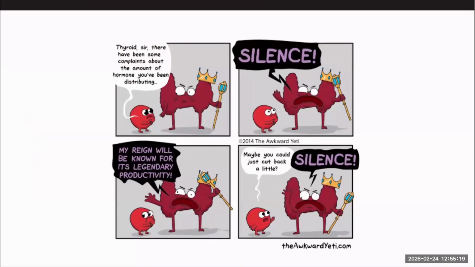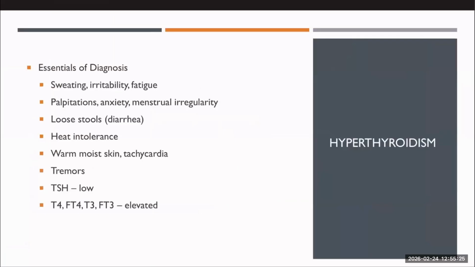You can hear that the thyroid kind of controls everything in the body. So if your thyroid's pissed, you're going to be pissed. Essential to diagnosis: sweating, irritability, fatigue, palpitations and anxiety, loose stools, diarrhea, heat intolerance. So you just get hot very easily, start sweating a lot. Warm, moist skin, tachycardic, tremors.